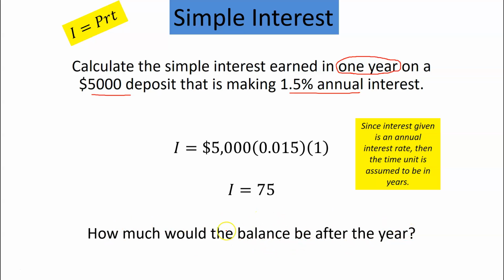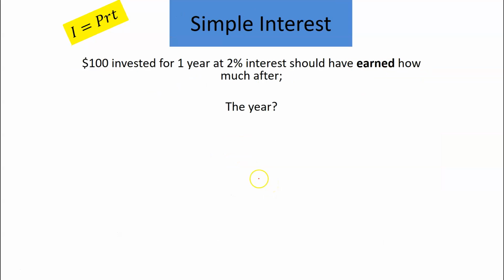So what would the balance be after a year? Well, just getting used to the terminology. If you had put in $5,000, a year later you had $75 in interest put together with it, your balance would be $5,075. Okay, so your balance then, from an investment point of view, is the principal plus the interest that you've made. Okay. Let's take another look at this one.